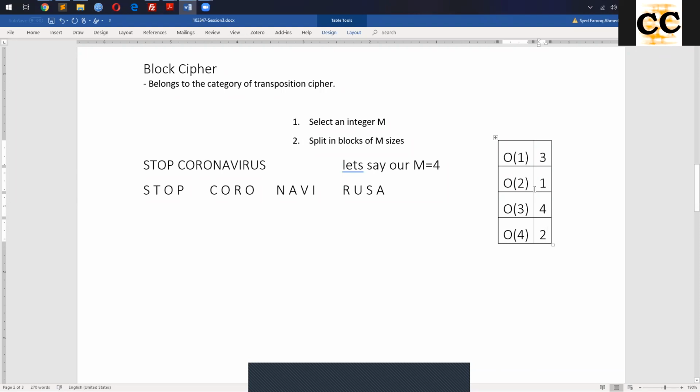I hope you all remember what bijection functions were. We had injection, surjective, and bijection. So bijection functions were the only class of functions for which we had an inverse. So we need a bijection function so that we could have a decryption function as well. In block cipher, the function maps the position of each letter in a block to some other random location. So we'll see this in practice.